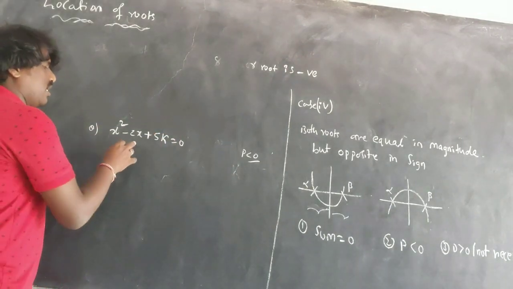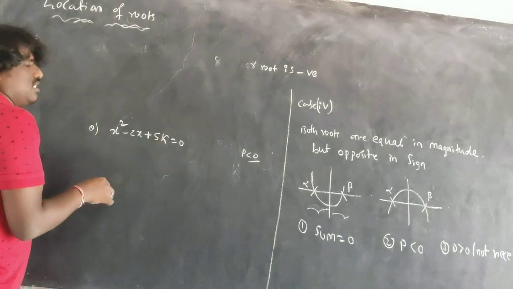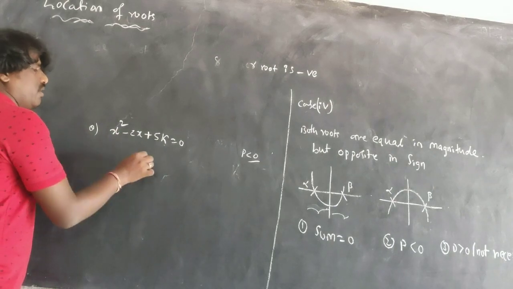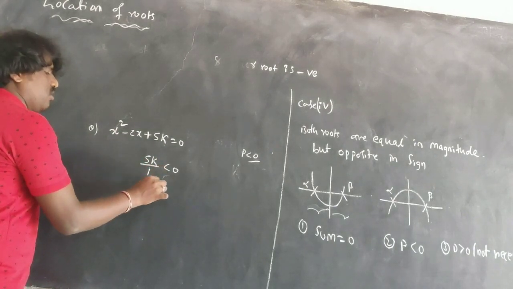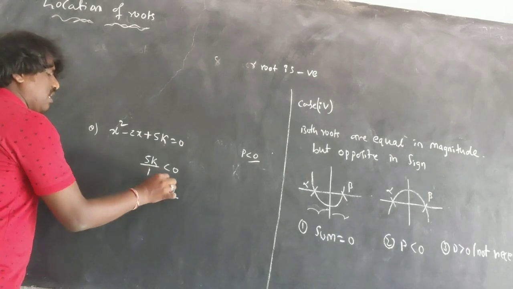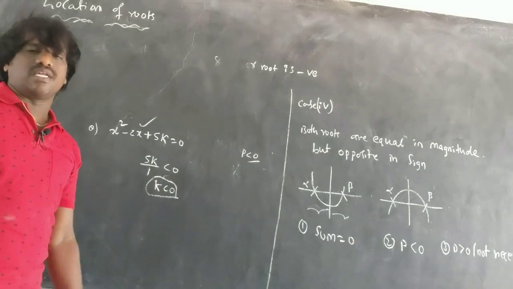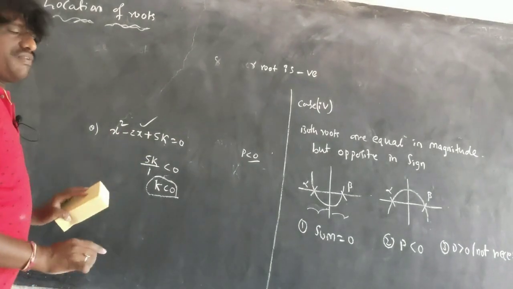So what do you do? Here we will use the condition p less than 0. This p means the product of the roots is less than 0. The product of the roots here will be c by a, that will be less than 0, meaning k value will be less than 0. For k less than 0, all will satisfy. If k is less than 0, you will get one root positive, one root negative. That is the answer for this one.